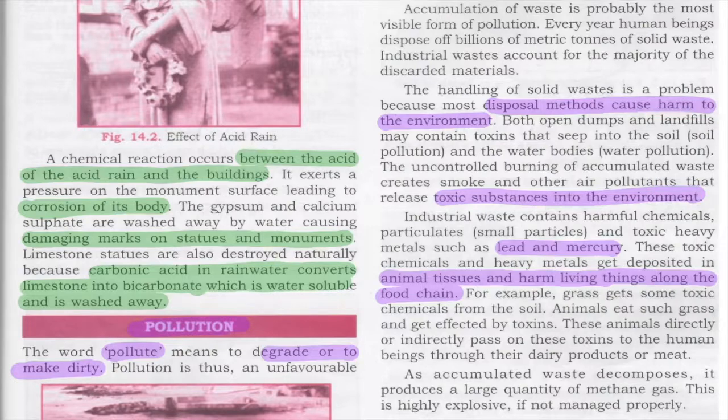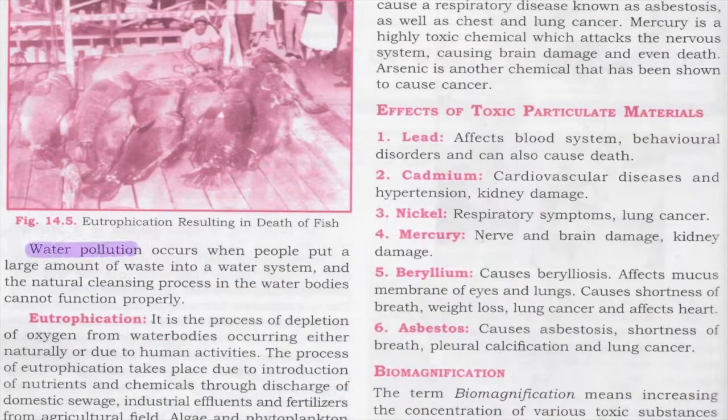As the accumulated waste decomposes, it produces a large quantity of methane gas, and this quantity of methane gas is said to be highly explosive. Water pollution occurs when people dump garbage in rivers, ponds, streams, etc., or when waste drainage water is connected to the rivers. It causes water pollution.